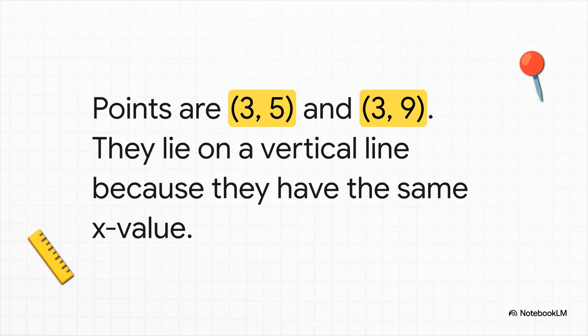The x values, the 3's, are exactly the same. That's our big clue. It's telling us, hey, ignore me and focus on the numbers that are different, the 5 and the 9. So we just follow our method. We subtract the y values. The absolute value of 9 minus 5 is 4. And boom, just like that, there's our distance, 4 units.